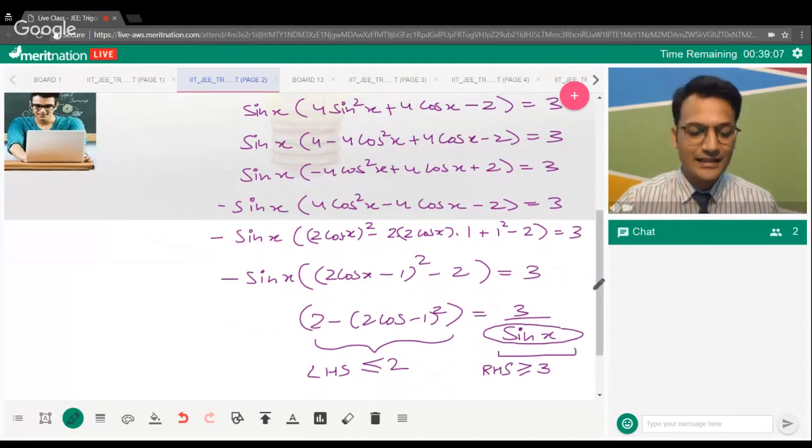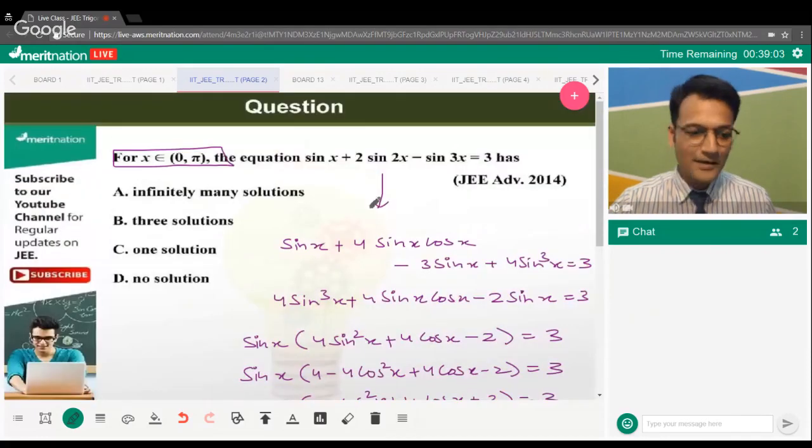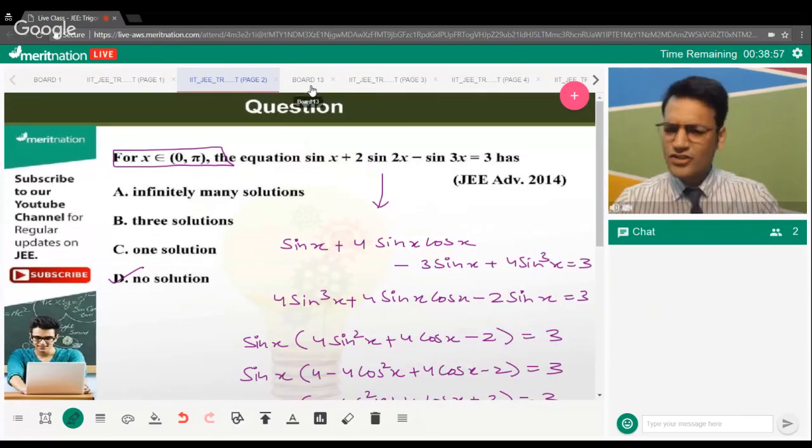Therefore, we can say that there can't be any possible values of x that can satisfy this equation. Therefore, it'll be a no solution. This is how we're going to be going about this. Okay, so this was just one question.